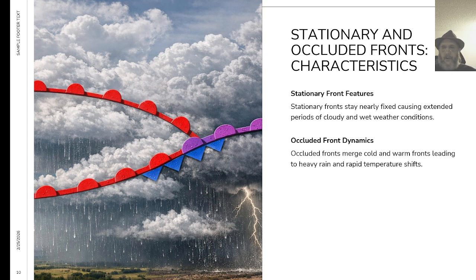Stationary and occluded front characteristics. Stationary front features. Stationary fronts stay nearly fixed, causing extended periods of cloudy and wet weather conditions. Occluded front dynamics. Occluded fronts merge cold and warm fronts, leading to heavy rains and rapid temperature shifts.